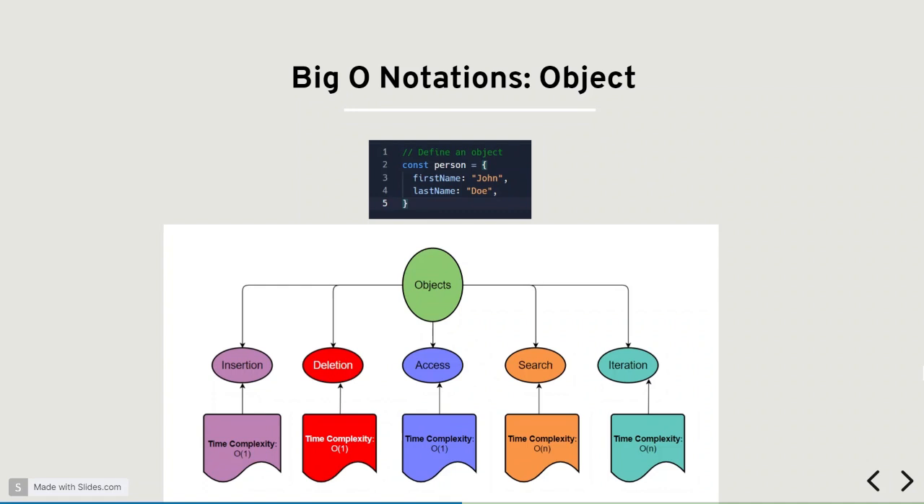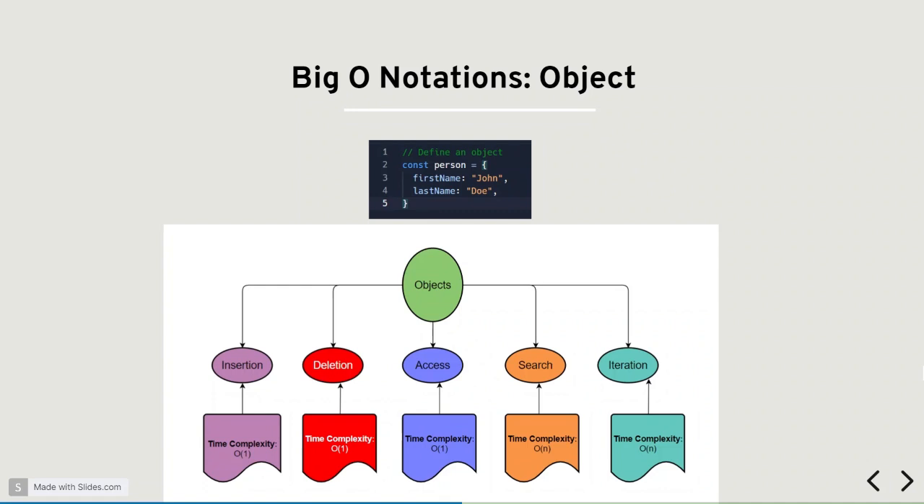Now third, we have access. Time complexity O(1) means constant time operation, because accessing a value from an object using its key is a constant time operation. Therefore, its time complexity is O(1). Now we move on to search.